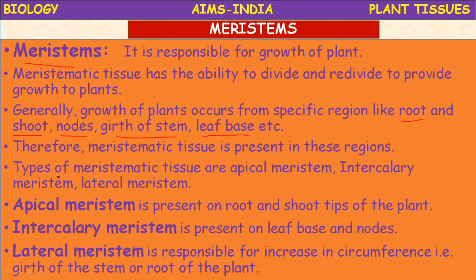Next, what are the types of meristematic tissues? Apical meristem, intercalary meristem, lateral meristem. What is the apical meristem? Previously we studied the characteristics of apical meristem, okay. Where is it present? On the root and shoot tips of the plant.